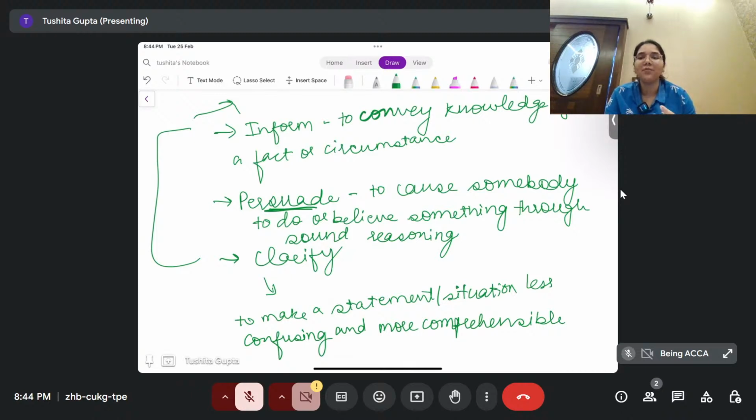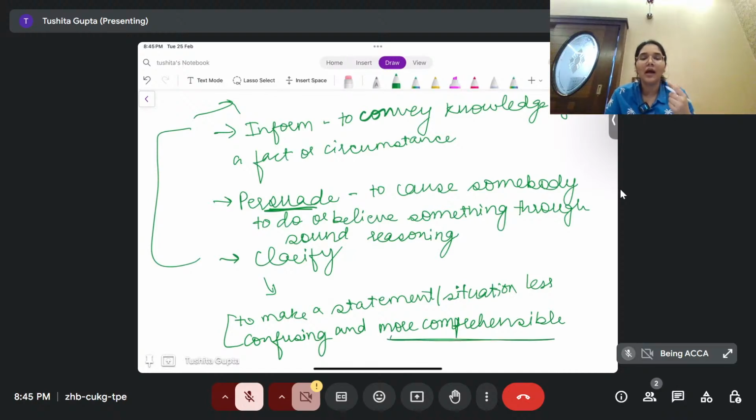So let's suppose somebody is not able to understand something, you explain it to them, you clarify that this is the meaning of this thing. So clarify here in SBL also means to make a statement or a situation less confusing. Less confusing means that the person in front of you has not really understood what is happening. So you try to make it less confusing by telling them more about it, by clarifying maybe some things which they do not know correctly, right? So this is the first part of the definition. Then it says more comprehensible.